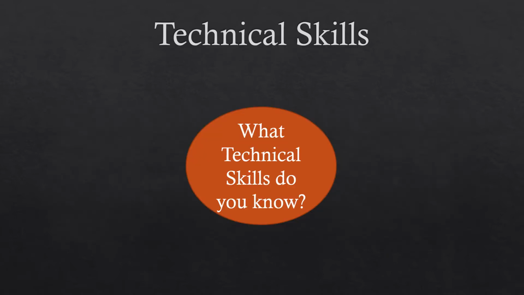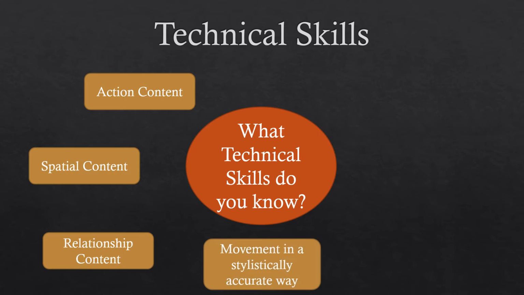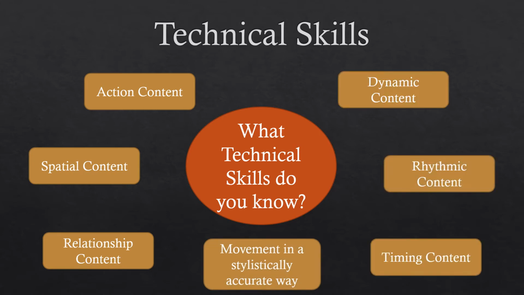Okay, so what technical skills do you know? There are 7, and obviously you need to learn all 7 off by heart. You need to know what they are and be able to define them. Moving through them: action content, spatial content, relationship content, movement in a stylistically accurate way, dynamic content, rhythmic content, and timing content.